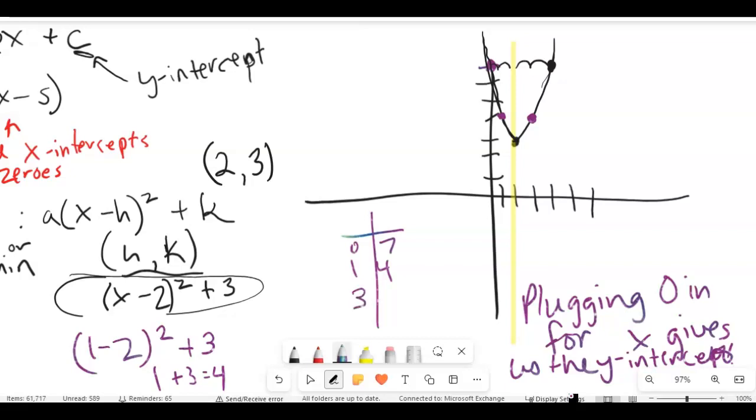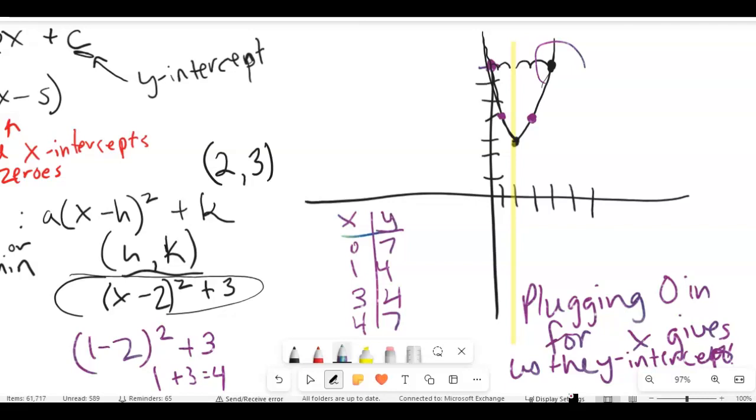All right? And so when in doubt, I could plug in 3, right? We know that 2 is the axis of symmetry, but I can plug in 3. And then what do you think I'm going to get? Well, I'm likely going to also get a 4 there, because that's on the other side. 3 minus 2 is 1, 1 squared is 1, 1 plus 3 is 4. This will also be 4. If I plug in 4, what will I get? Well, I can see here that I'm going to get 7.